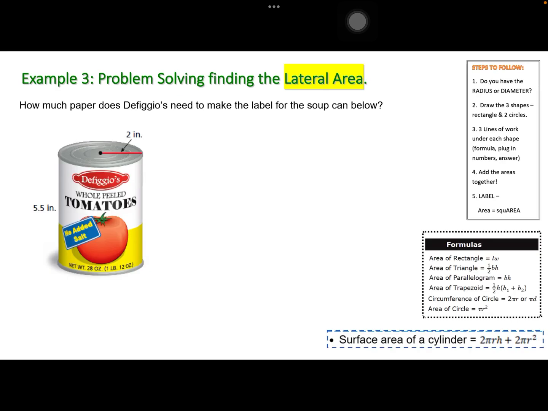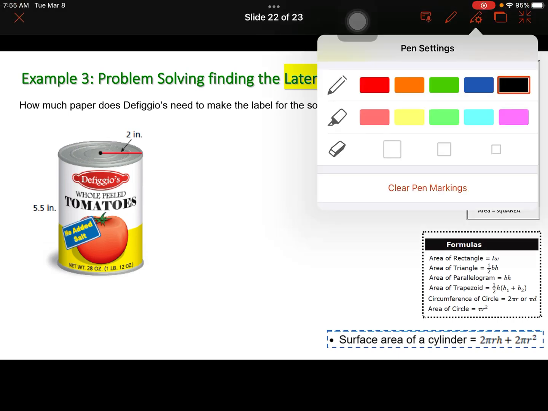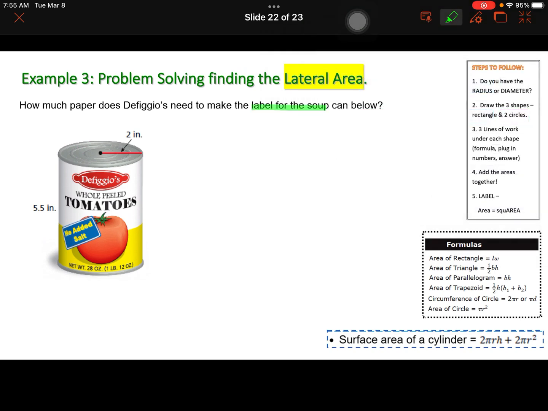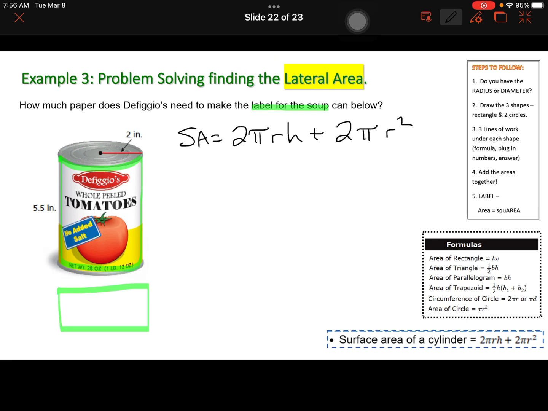Now the last question is a little bit tricky. It says, how much paper does DeFigio need to label the soup can below? And so notice we only want the label. And so if you're looking at the picture, we're only wanting that kind of goofy part, which if we unroll it is the rectangle. Okay, what we don't want is the circle. So what I'm going to go ahead and write is the formula. So we have surface area is 2 pi r h plus 2 pi r squared.